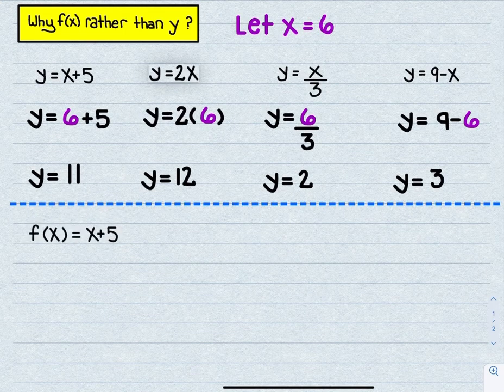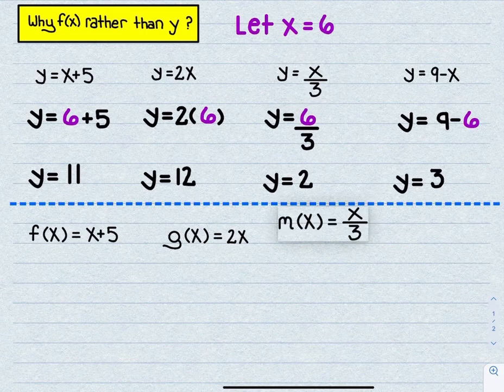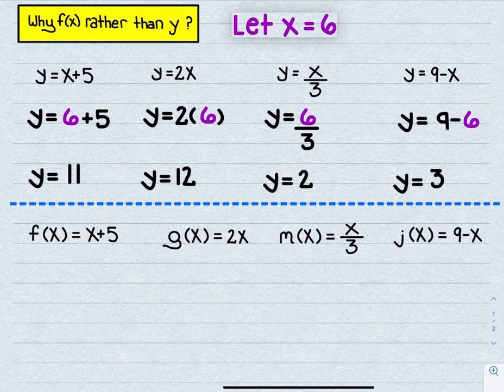That second function, y equals 2x, let's call that one the Gary function. So instead of a y, we'll have a g of x. The third equation, let's call that one the Mary function. Instead of a y, let's use m of x. That last equation, let's call that one the Jackie function. So instead of a y, you see j of x.